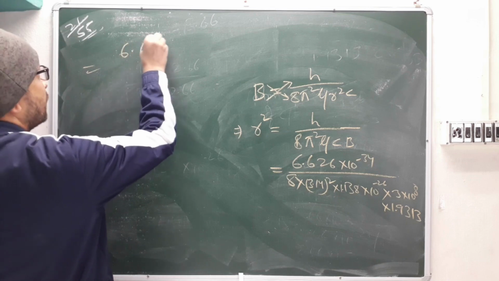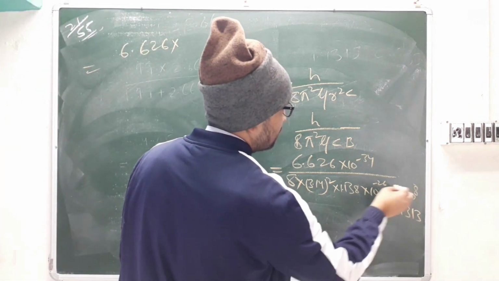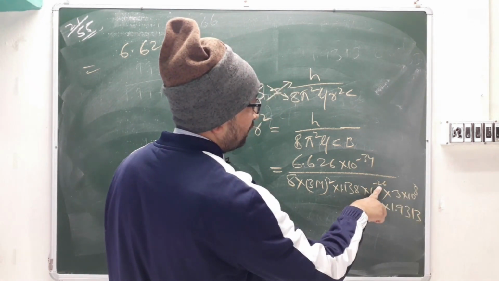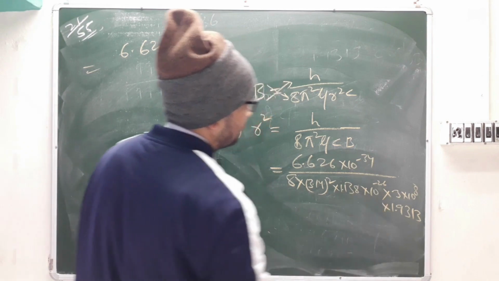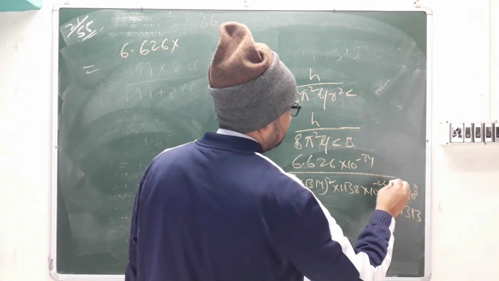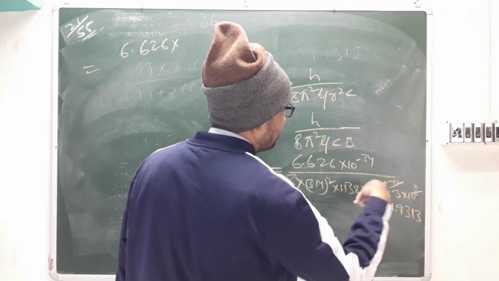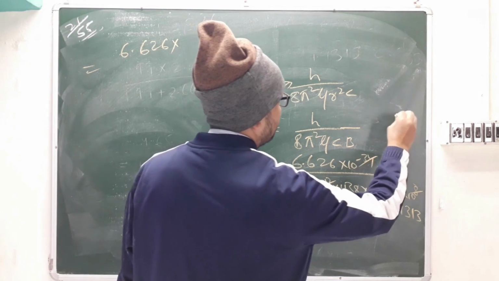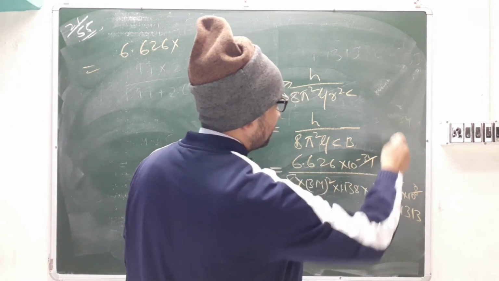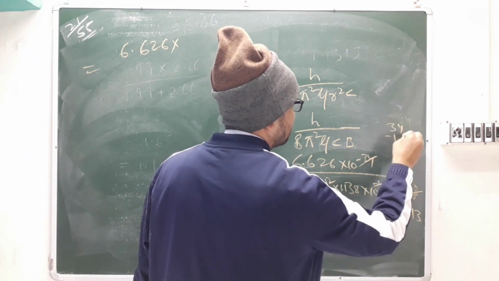Top it will be 6.626 into, we will cancel out 8 and 26. So 26 minus 8, how much will it be? It will be 18, right? So down it will be minus 18. If you are cancelling out, it will be minus 18. If minus 18 and 34, if you are calculating, cancel it down. If minus 34 and 18, if you are cancelling out, it will be 34 minus 18.